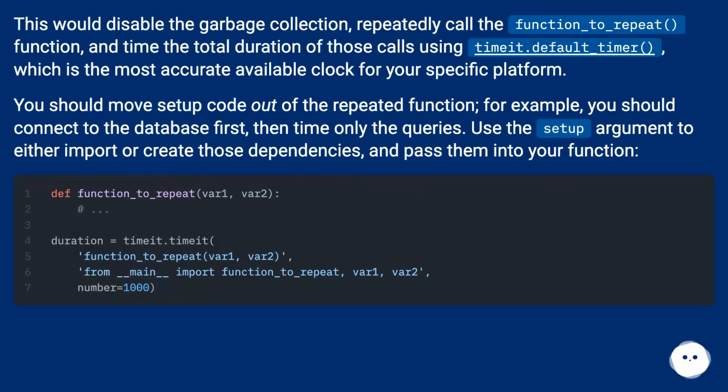This would disable the garbage collection, repeatedly call the function_to_repeat function, and time the total duration of those calls using timeit.default_timer, which is the most accurate available clock for your specific platform.